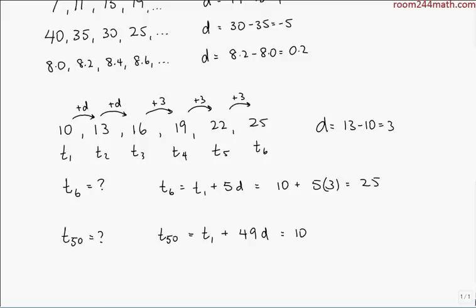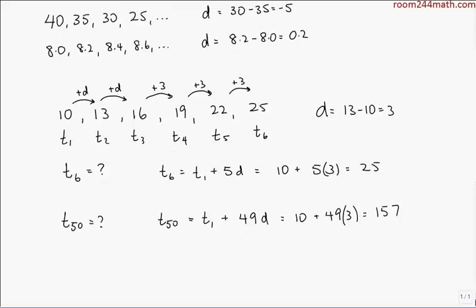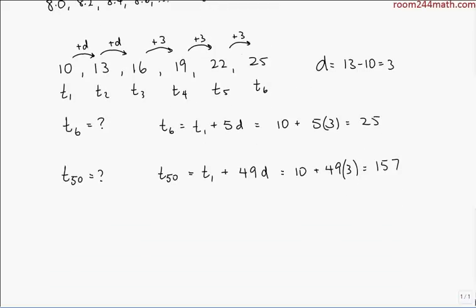And in this case, T1 is 10, and we're adding 49 times 3. So we get 157, and that's a lot more efficient than just simply listing out 50 terms. And if we wanted the 500th term, it's not going to be any harder than this. Now, let's just see if we can do this a little bit more generally.